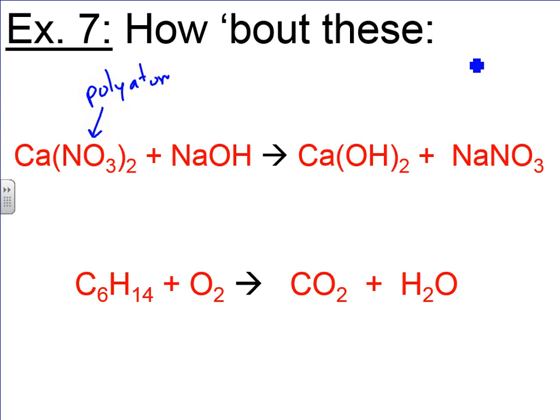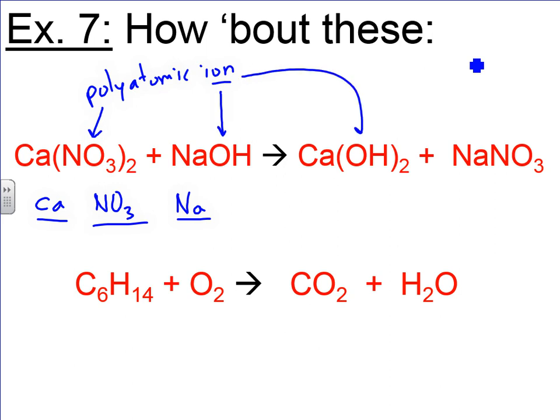So what I can do is I can count my calciums, and then I can count my NO3s. I'll just keep these separately. And I can count my NAs, and actually I can count my OHs. Here is another polyatomic ion. It's a little easier to see because oftentimes they are in parentheses. Alright, so I'll actually count my OHs as separate ones. Alright, those are the reactants.